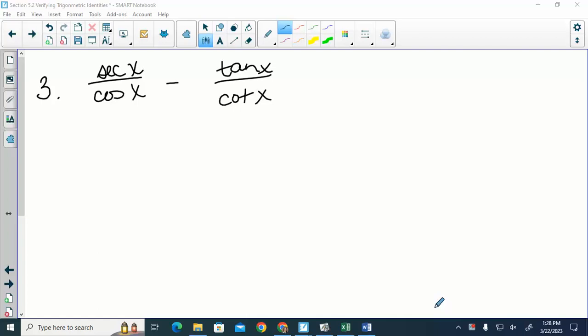All right, what do we do first? Change the secant to 1 over cosine x. Okay, go to sines and cosines. So if you don't have this correct on your paper, please fix it as we go through.